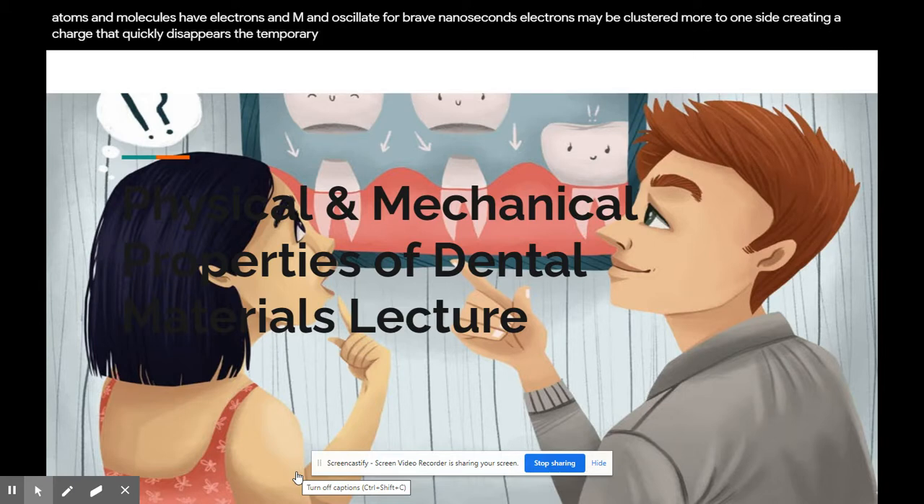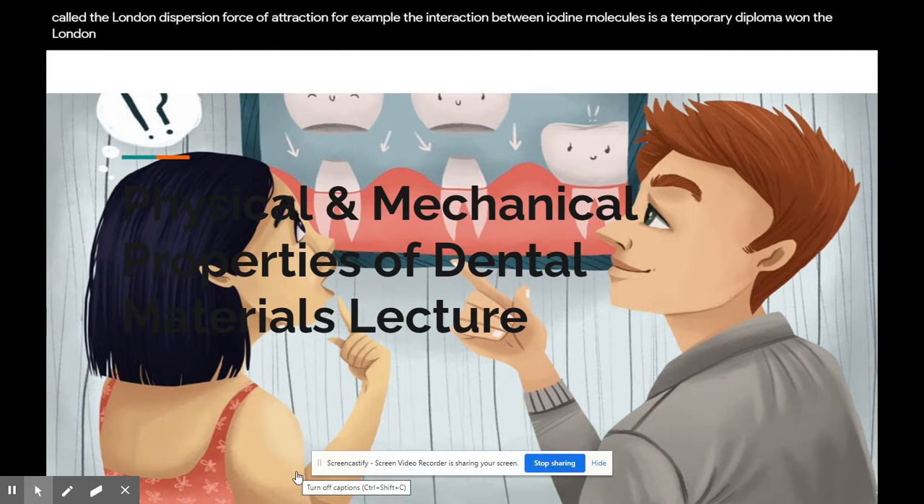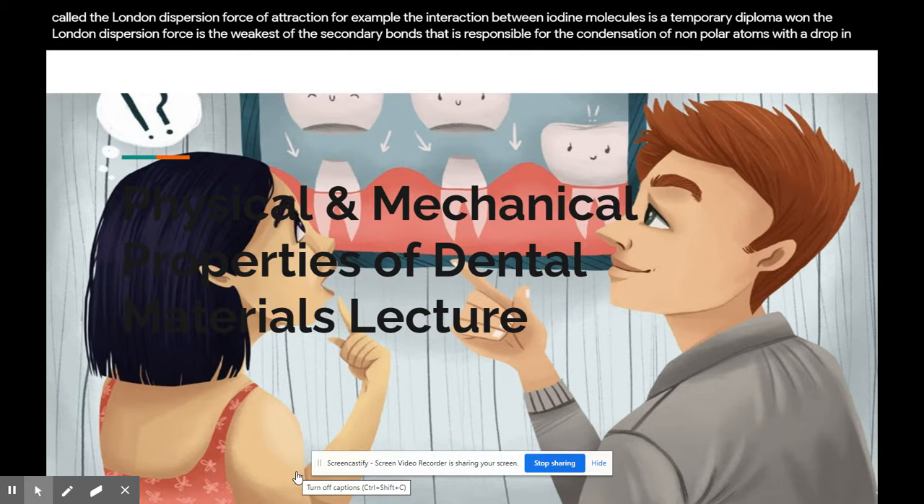The temporary negative charge will attract a temporary positive charge from a nearby molecule, a process called the London dispersion force of attraction. For example, the interaction between iodine molecules is a temporary dipole bond. The London dispersion force is the weakest of the secondary bonds. It is responsible for the condensation of nonpolar atoms or molecules into liquids or solids with a drop in temperature.